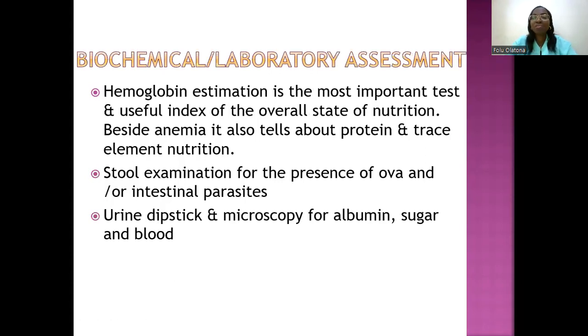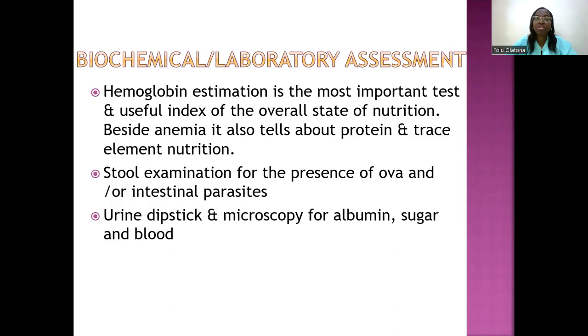Well, we'll move on from A to B, biochemical assessment. Hemoglobin estimation is the most important test and useful index of the overall state of nutrition. Besides anemia, hemoglobin also tells about protein and trace element nutrition. So if we measure hemoglobin in the blood and it's low, we know that there's likely to be anemia, but apart from that, protein may also be the challenge because globin that combines with heme to form hemoglobin is a protein, and the heme is formed from iron, which is a trace element.